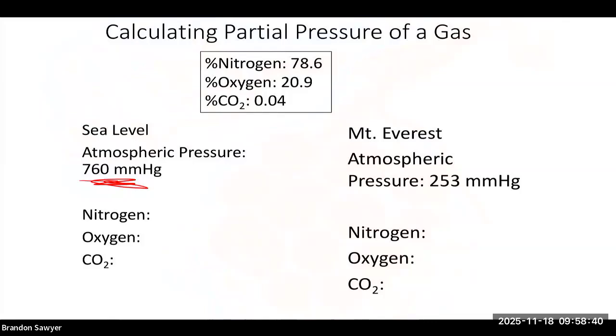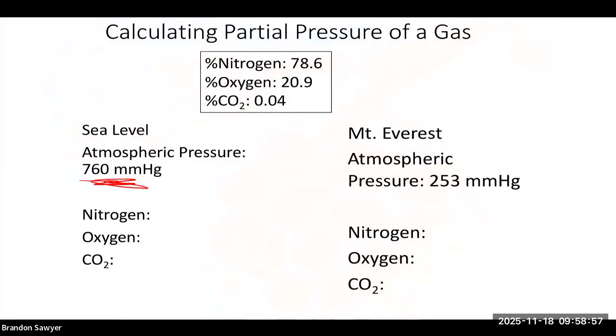We've got our atmospheric pressure here at sea level, and then the most extreme place on planet Earth, Mount Everest, right? So that pressure drops to 253 millimeters of mercury at the top of Mount Everest, okay? So just go ahead, pull your phones out or whatever, do a quick calculation of these.